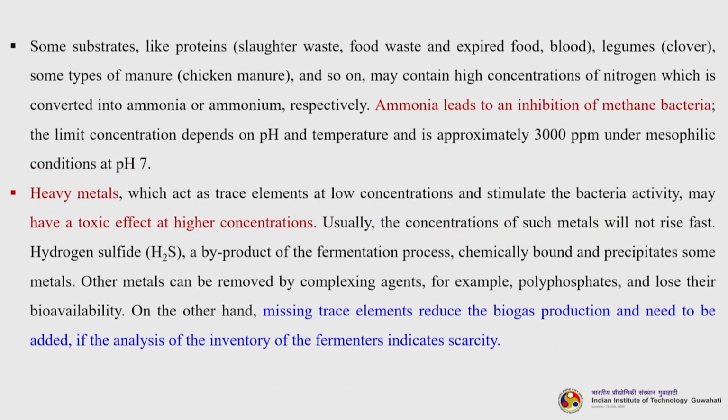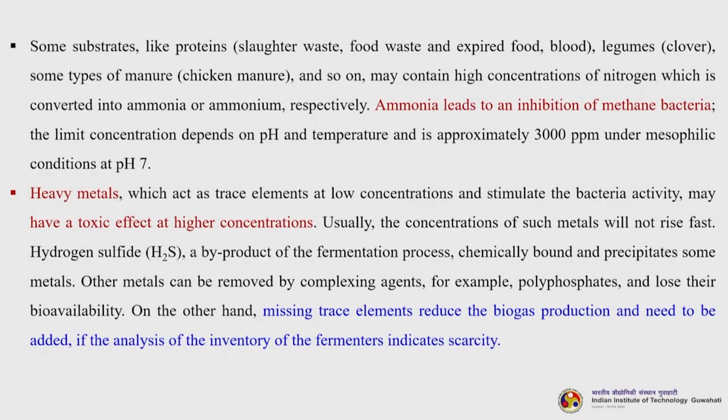Then some substrates like proteins, especially those coming from slaughter waste, food waste, expired food, blood, etc., then legumes, and some types of manure like chicken manure, may contain high concentrations of nitrogen, which is converted into ammonia or ammonium depending upon the process conditions. Now, ammonia leads to an inhibition of methane bacteria. So, again I am telling you, please understand that methanogenic bacteria are extremely sensitive to environmental conditions. So, we have to be very careful. The limit concentration depends on pH and temperature and is approximately 3000 ppm under mesophilic conditions at pH 7.